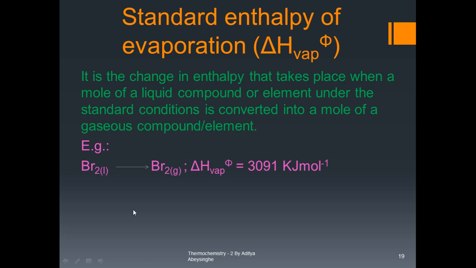We define the standard enthalpy of evaporation as the change in enthalpy that takes place when a mole of a liquid compound or element under the standard conditions is converted into 1 mole of the gaseous compound. For example, if you take bromine, 1 mole in the standard conditions, initially a liquid, and then convert that to Br2 gas, the enthalpy of vaporization here is 30.91 kilojoules per mole. That differs for different liquids.